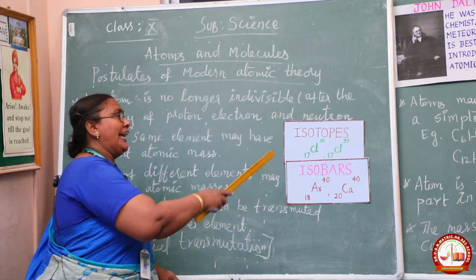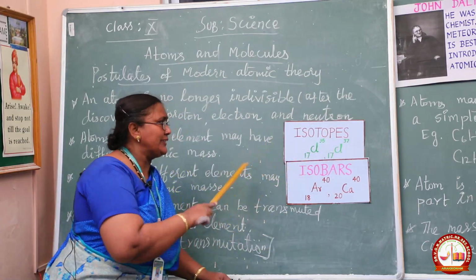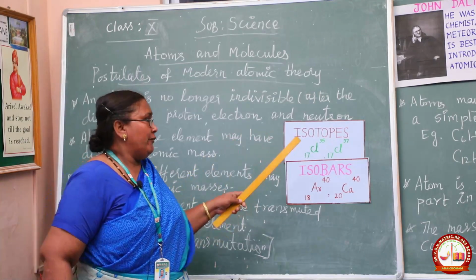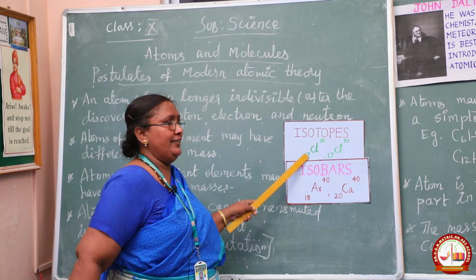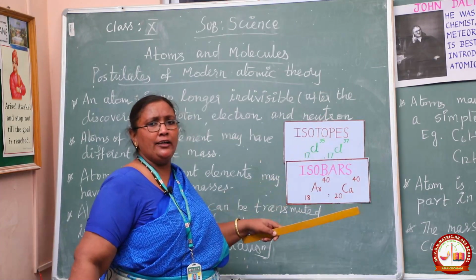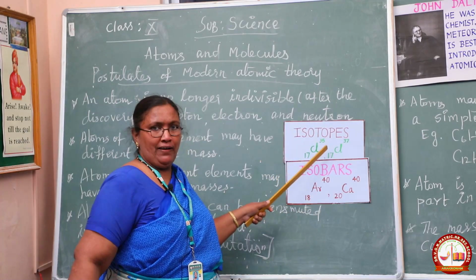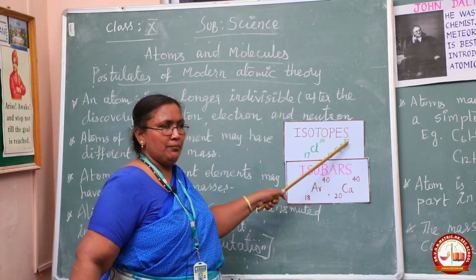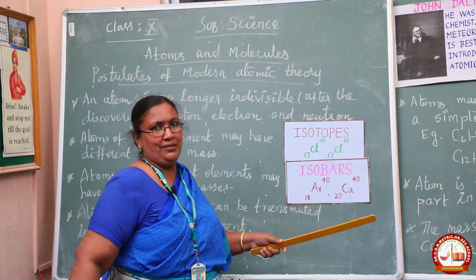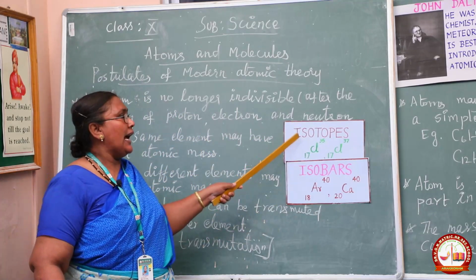See here, isotopes. What do isotopes mean? Same element. Now see, chlorine. Both are the same element, chlorine. But the first chlorine has atomic number 17, and that same 17 is the atomic number of the second chlorine. But the first chlorine has mass number 35, and the second chlorine has mass number 37. Same element, they differ in mass number. That is the second point. Are you able to follow? That is isotopes.